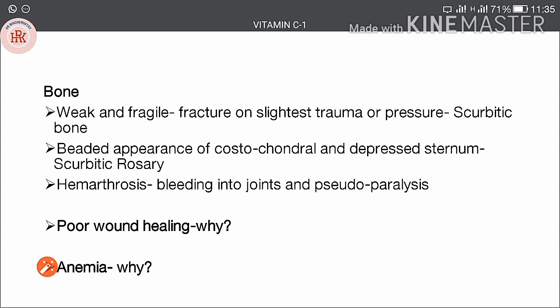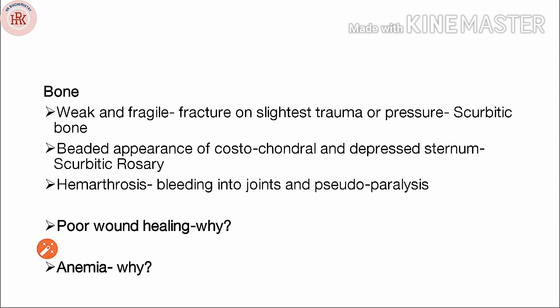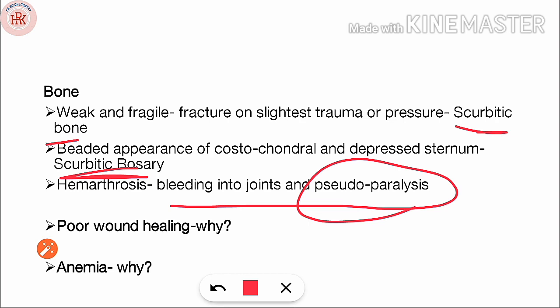Also in bone there is collagen. So in case of vitamin C deficiency, the bone becomes weak and fragile, with fracture on the slightest trauma or pressure. This is known as scorbutic bone. Beaded appearance of the chest and depressed sternum is also known as the scorbutic rosary. Hemarthrosis: what is hemarthrosis? Bleeding into the joint, and this leads to pseudoparalysis. There is also poor wound healing. Why? Because repair and normalization of a wound requires collagen synthesis, proper collagen. So there is no proper collagen, which leads to poor wound healing.